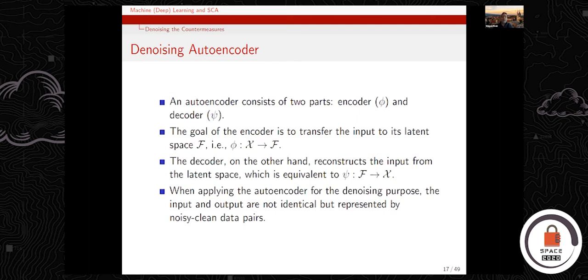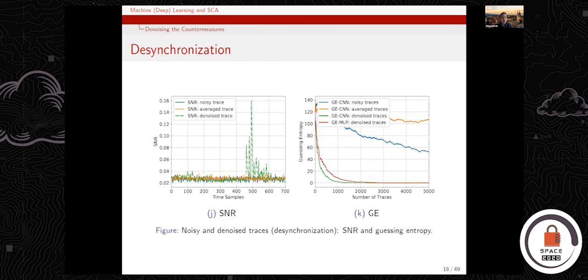How do we do it with a denoising autoencoder? Very simple. On one side of the autoencoder, we put noisy measurements. On the other side, we put clean measurements, so without countermeasure. And then we ask the neural network: find me a way to go from one data set to another. Basically, find me a way to remove the noise, to remove the countermeasure. Now one can ask, can this work? And actually, it can work.